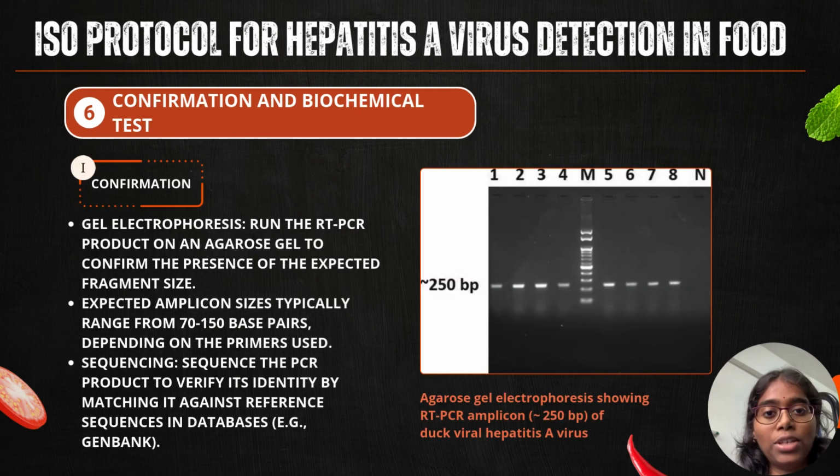Sixth step is confirmation and biochemical test. For confirmation, gel electrophoresis is done. Run the RT-PCR product on an agarose gel to confirm the presence of the expected fragment size. Expected amplicon sizes typically range from 70 to 150 base pairs depending on the primers used. For sequencing, sequence the PCR product to verify its identity by matching it against reference sequences in databases like GenBank. Here's an example of agarose gel electrophoresis showing RT-PCR amplicon approximately 250 base pairs of hepatitis A virus.